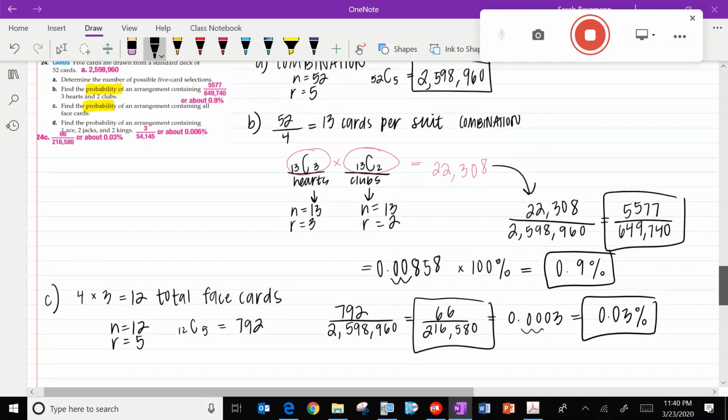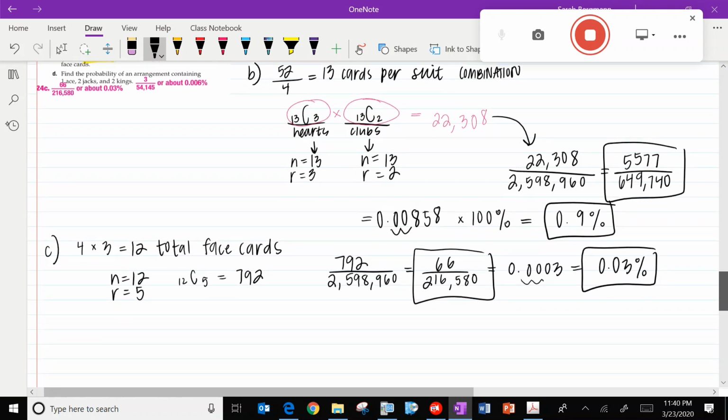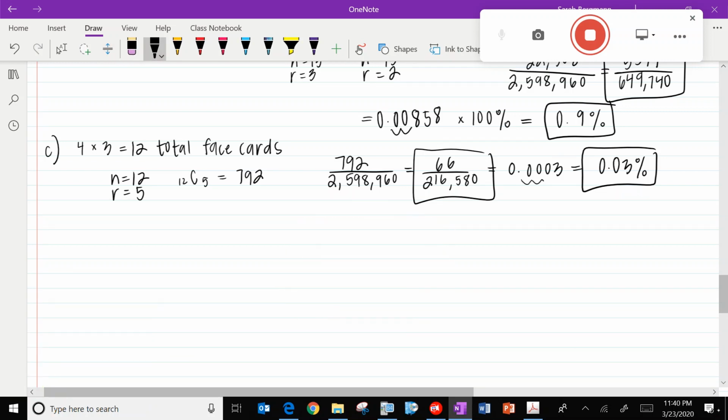Okay, next part D. Find the probability of an arrangement containing 1 ace, 2 jacks, and 2 kings. Wow, I'm having trouble reading. Okay. So for this one, again, the order of the cards isn't important. So I know that I'm using combination again.